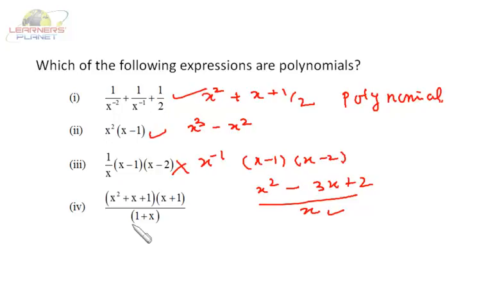Similarly, in this case, this is x plus 1 and there is 1 plus x in the denominator. So we can cancel it and the remaining expression is a polynomial provided x is not equal to minus 1. So this will be a polynomial only if x is not equal to minus 1. Now students, what would happen if x is equal to minus 1? If x is equal to minus 1, then the denominator will be 0, or we will get a 0 by 0 form which is not defined. So this expression will be a polynomial only if x is not equal to minus 1. So there is a condition.